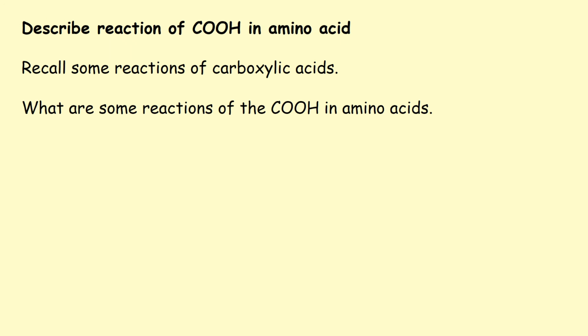Right, next we are going to look at the reaction of the carboxylic acid groups in amino acids. Now, I'm sure you can understand that because it's acidic, it's probably going to be reacting with something basic. This is also a good time to think back to those reactions of carboxylic acids that you did a few lessons ago, like reactions with alcohol, with metal, metal oxide, metal hydroxide, and metal carbonates.